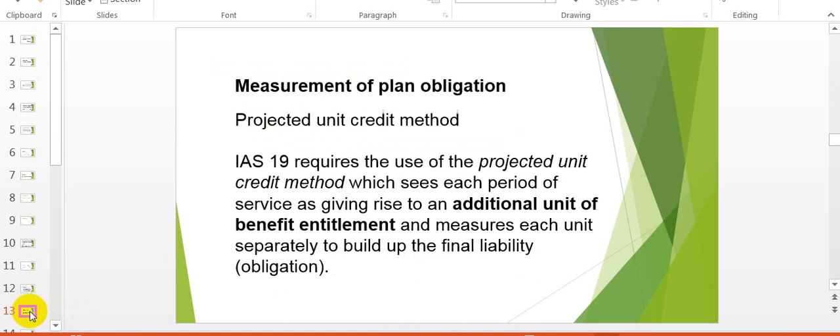We look at the measurement of the plan obligation. The standard requires the use of the projected unit credit method, which sees each period of service as giving rise to an additional unit of benefit entitlement. It measures each unit separately to build up the final liability. As the employees are rendering the service, the entity needs to recognize a liability in that period to the extent that the service has been rendered by the employee.